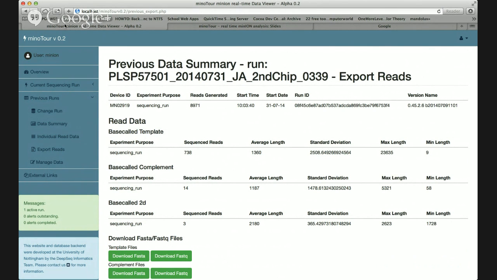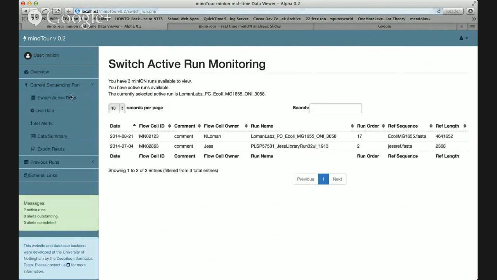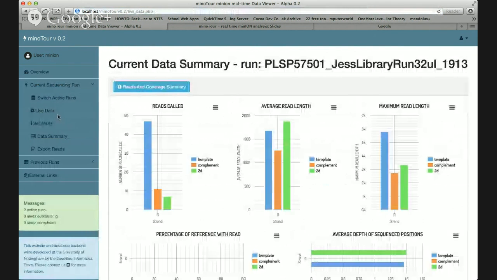Okay, are we getting anything? Let's see. There we go. So you can see there's a message in the top right-hand corner that's popped up. There's a run started, so we can go in and choose this run. We need to make sure we pick the right one. So here it is, and we can look at the live data.